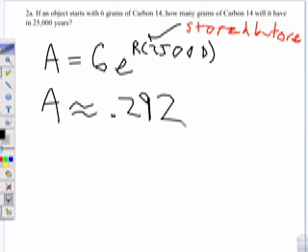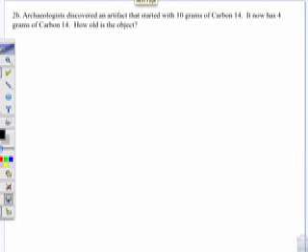Now it should be just a little bit more because it takes 5,730 years to get it half, not just 5,000. So it's the way you can use the half-life estimate. This is where carbon-14 dating is actually used. If you have a material, how old is it?